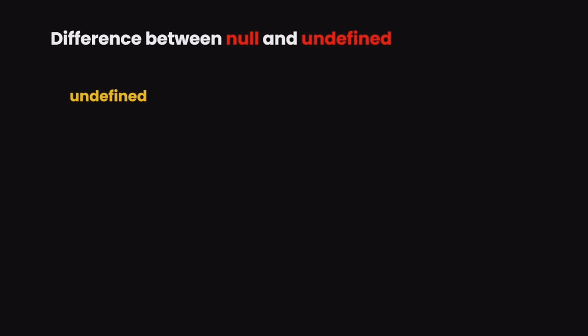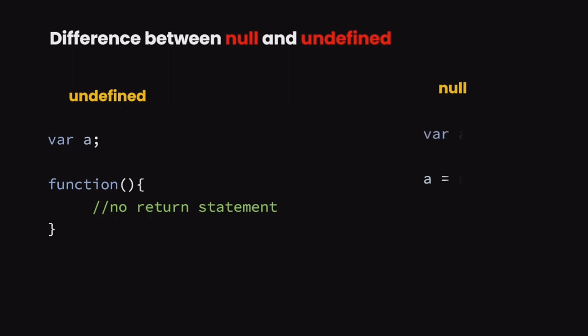We will discuss functions later in this video. But right now you should know the difference between null and undefined. Undefined is the default value of a variable that hasn't been assigned any value, and of a function that doesn't return any value. Null is similar in the sense that it represents an empty value, which the developer assigns explicitly.